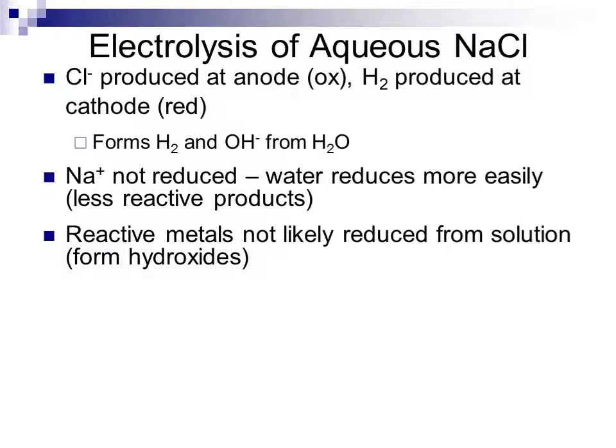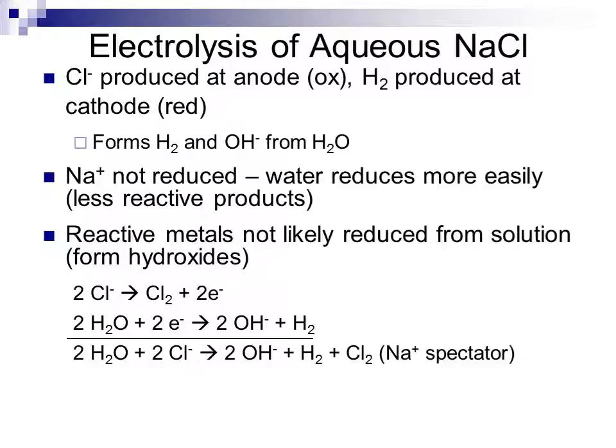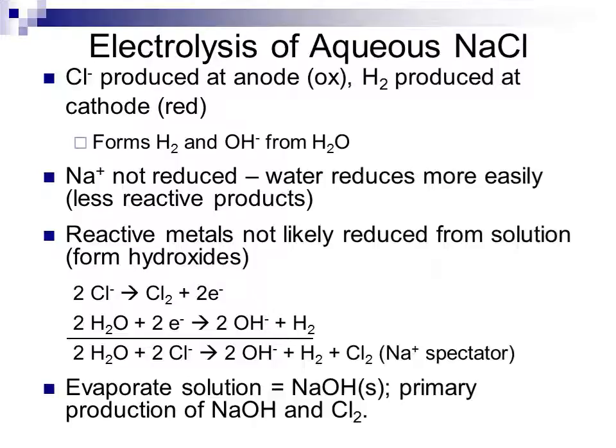Reactive metals like sodium tend to not be reduced from solution. If I were to put those reactive metals in water, they would generally form metal hydroxides like sodium hydroxide. So the overall process is chloride forming chlorine, and water forming hydroxide and hydrogen. And so the net production is water plus chloride going to hydroxide plus hydrogen plus chlorine, with sodium ions as spectators. If I evaporate the solution, I'll wind up with sodium hydroxide, and this is the primary means by which we produce sodium hydroxide and chlorine gas.